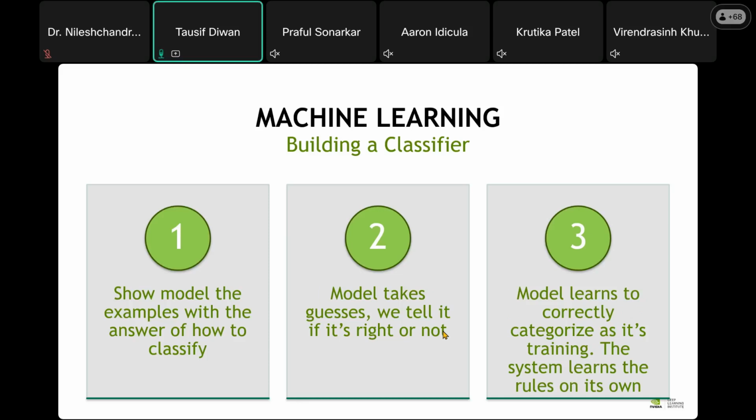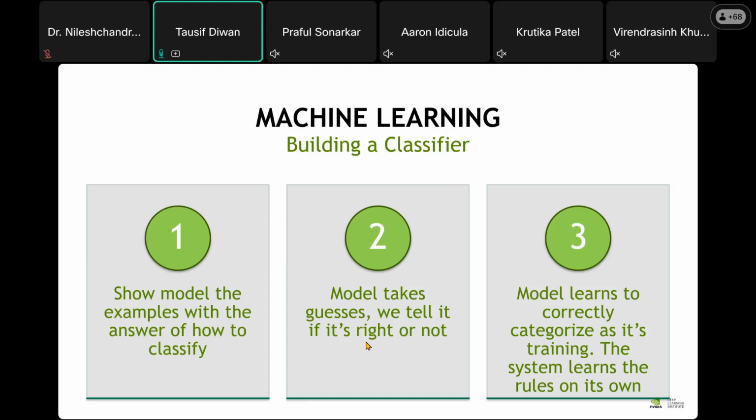Now, suppose we take the example of building a classifier. A classifier is an algorithm or model which classifies something. Suppose we are interested in predicting whether there will be rain today or not. This is a classification, with two outcomes: the outcome may be yes, or the outcome may be no. Only two categories are there.